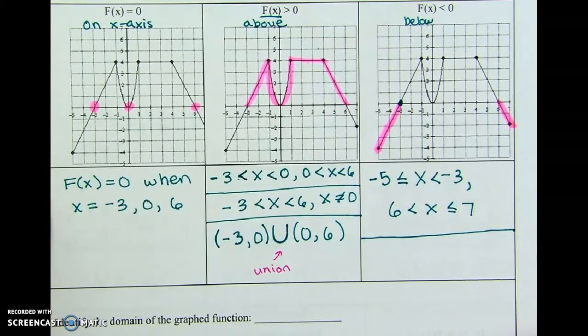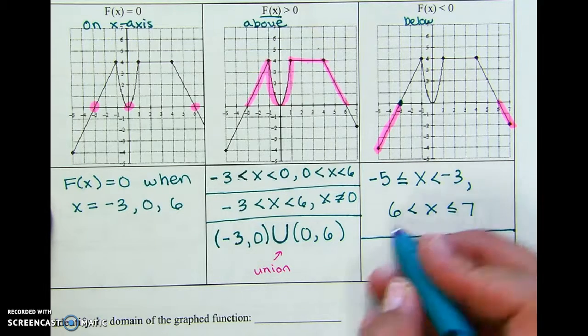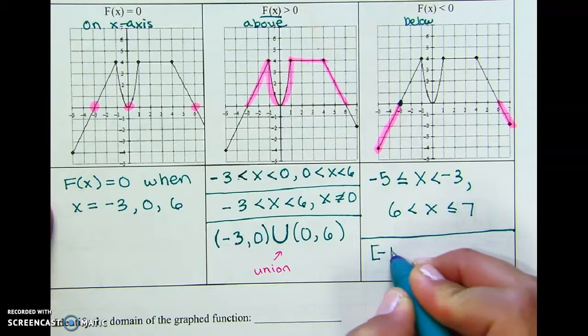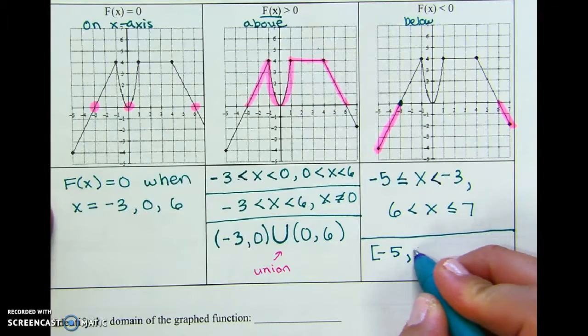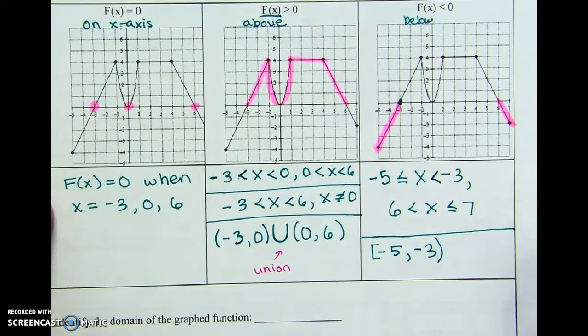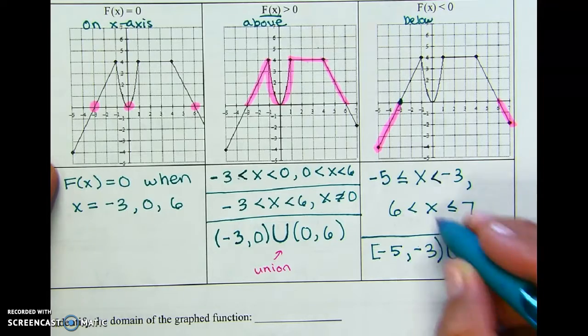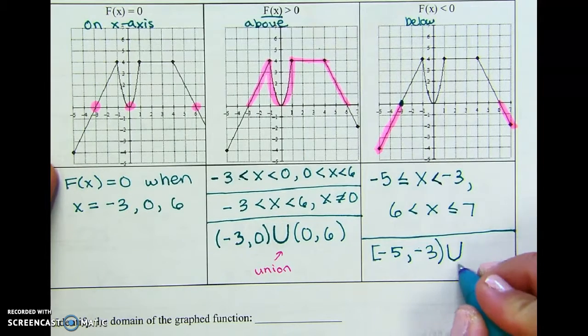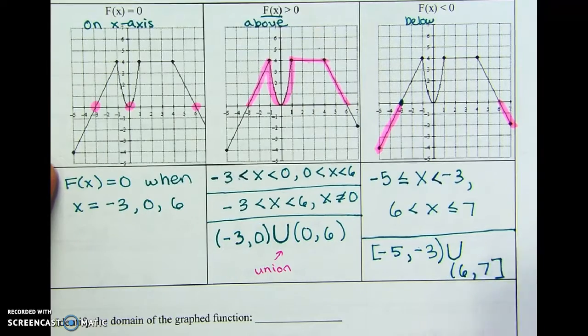And how would we write that in inequality notation? So with the line underneath it, when it's included, what symbol do we use? The bracket. And then here, no bracket or the parenthesis, it's not included. And we're going to put a U, unioned with the 6 not included and the 7 included.